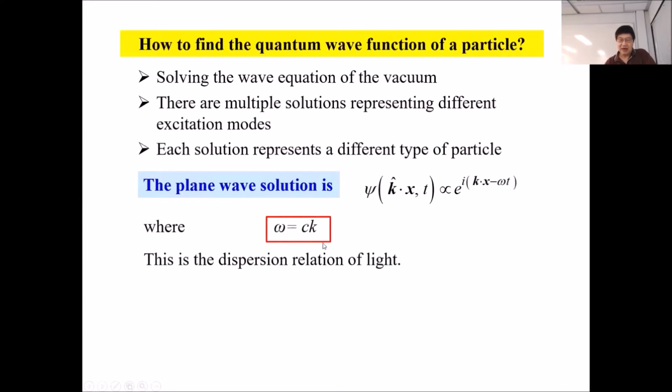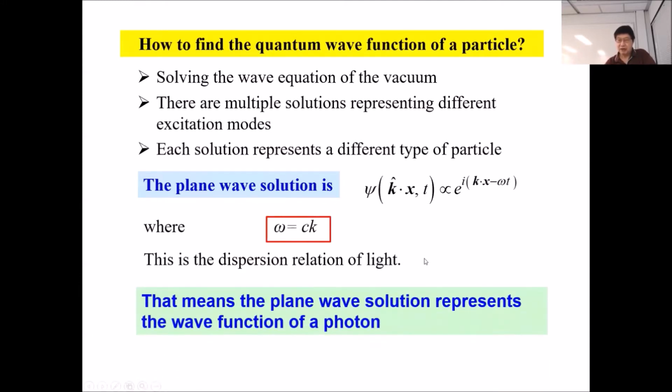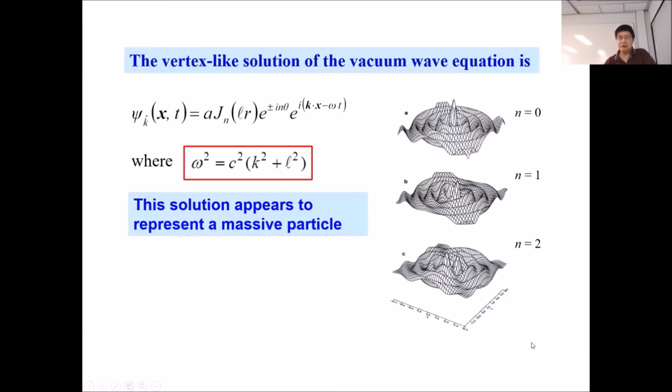Now, you may recognize that this dispersion relation is the same as the dispersion of light from classical electrodynamics. Based on this result, we may conclude that the plane wave solution represents the wave function of a photon, because its dispersion relation is the same as the dispersion relation of light. Now, what about the other solution?